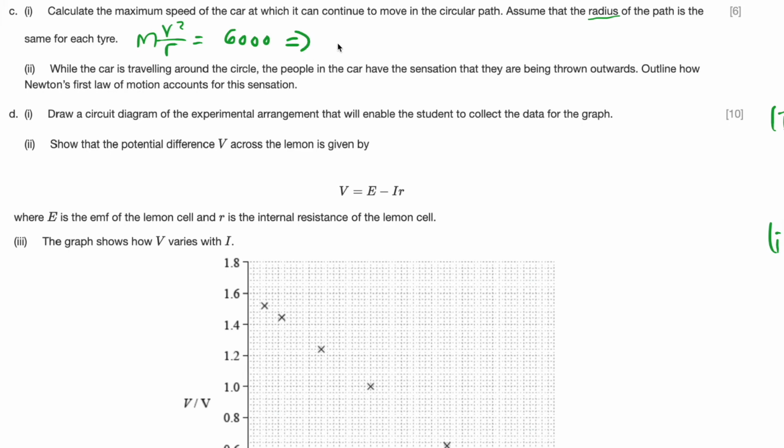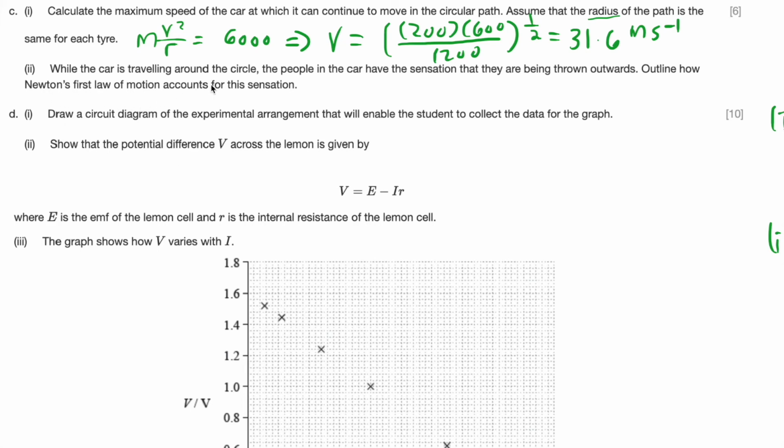So we know that velocity squared is going to be equal to radius times 6,000, which is 200 times 6,000, divided by the mass, which is 1,200. So you need to take the square root. I'm gonna write it as to the power of a half. So this will give us the velocity, which is equal to 31.6 meters per second.